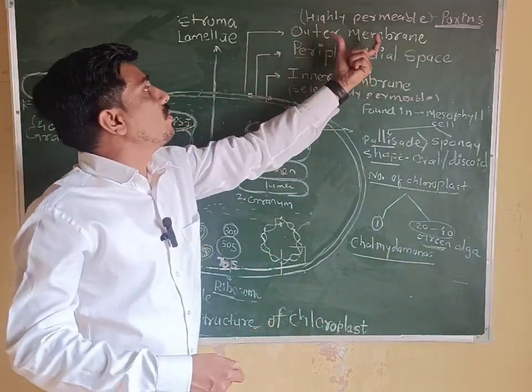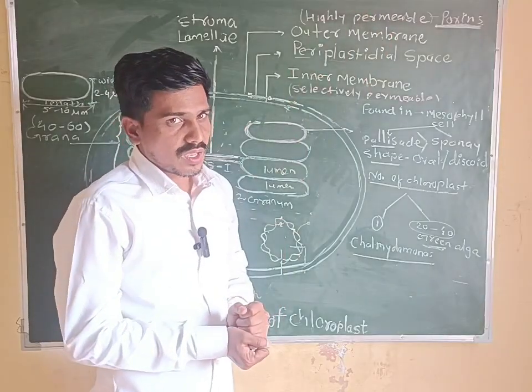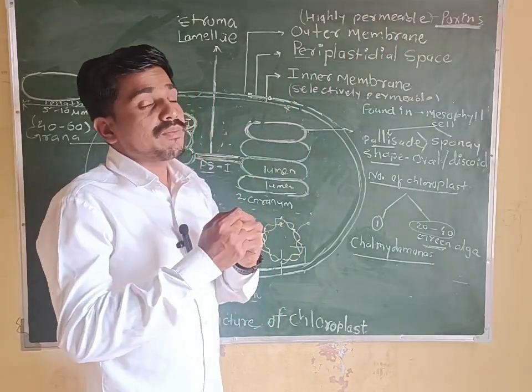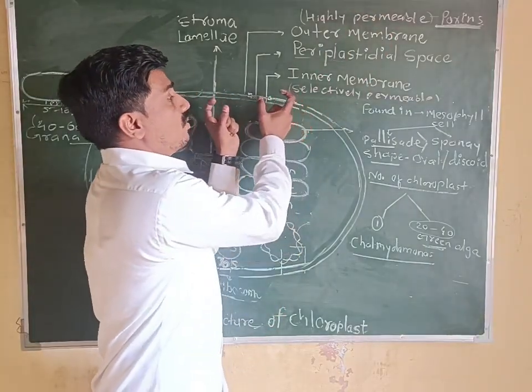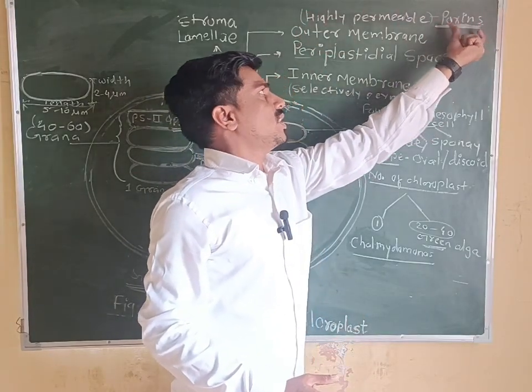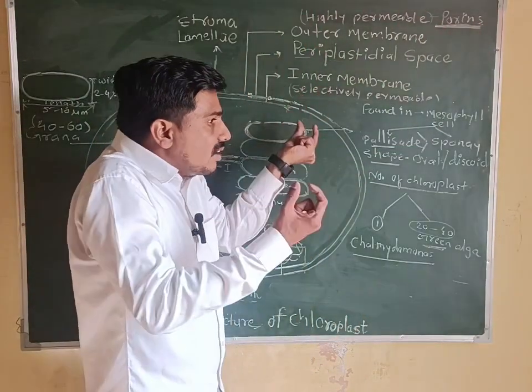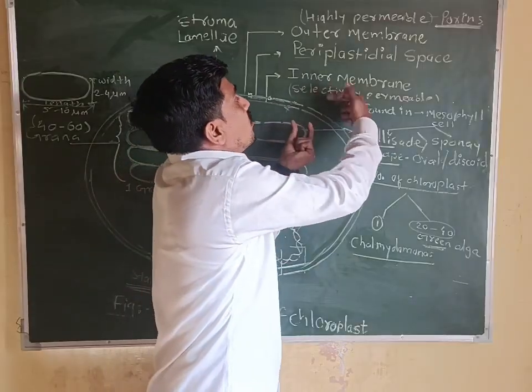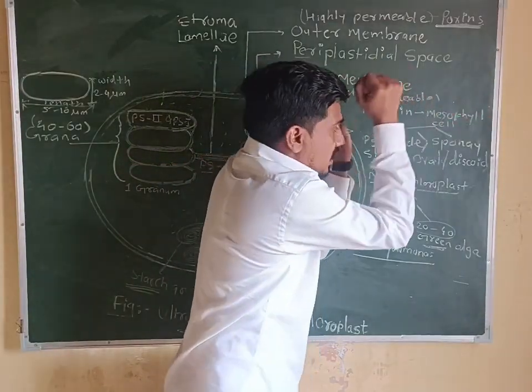The outer membrane is highly permeable because of a special type of proteins present on the outer membrane, and these proteins are known as porins. Porins are lacking on the inner membrane. That's why the inner membrane is a selectively permeable membrane.